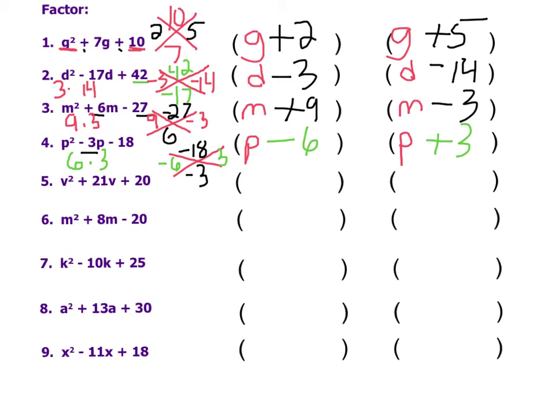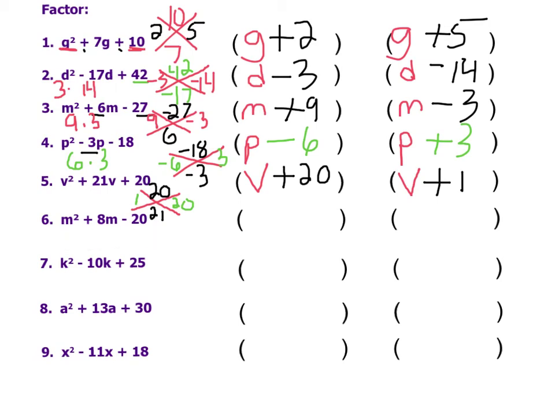What I want you to do to save time is pause the video and then try number 5 and see if you're right. Did you get v plus 20 and v plus 1? Because 20 plus 1 is 21 and 20 multiplied to 1 is 20.